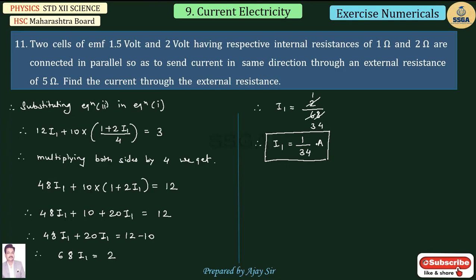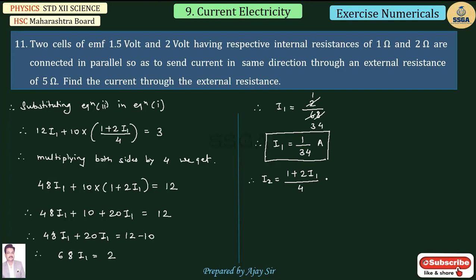So let us find out current I2. We know I2, this is the I2 full value. If you put the I1 value here, then you will get I2. So from equation 2, I2 is equal to (1 plus 2 times I1) divided by 4. So this is I2, students.